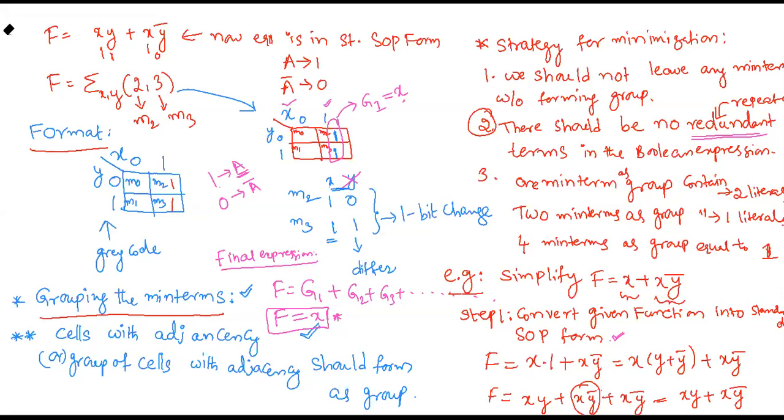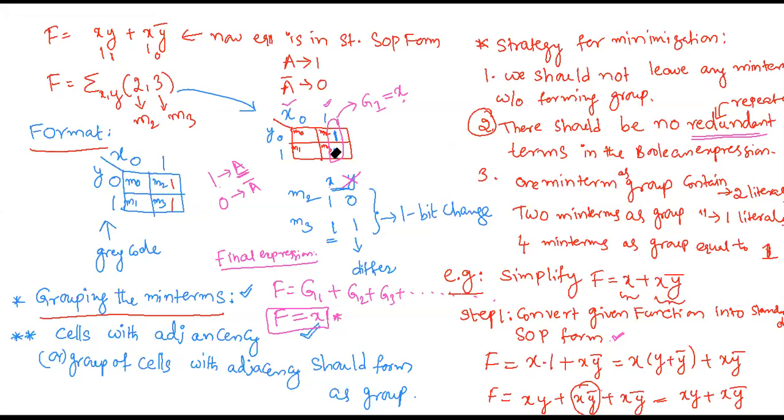Next, write down the standard SOP form equation mathematically with sigma 2, 3. So wherever the 2 minterm is present, 3 minterm is present, keep 1 in the respective boxes. Now our K-map is ready.